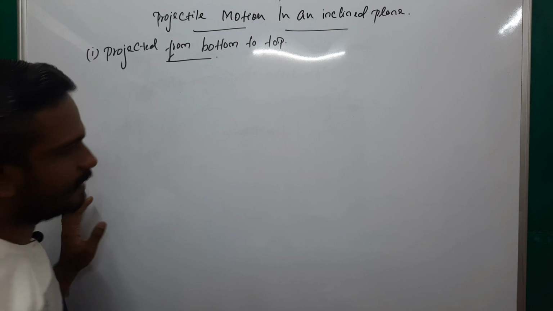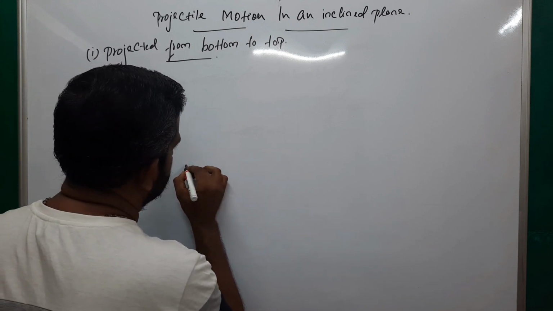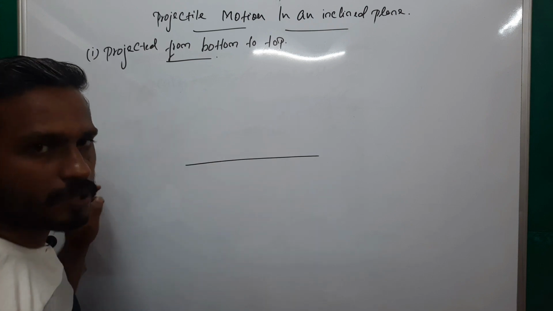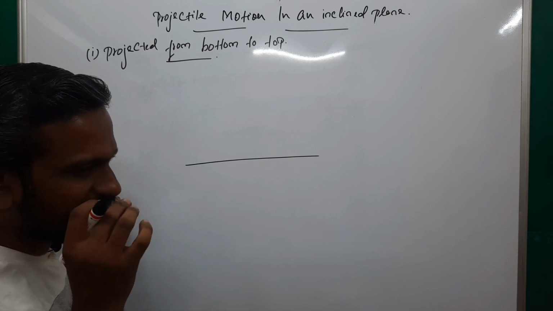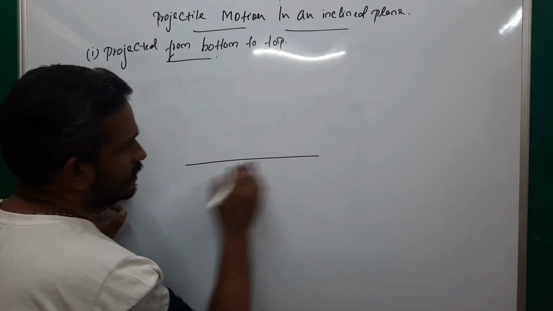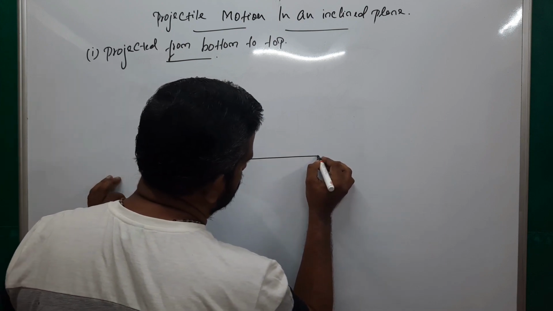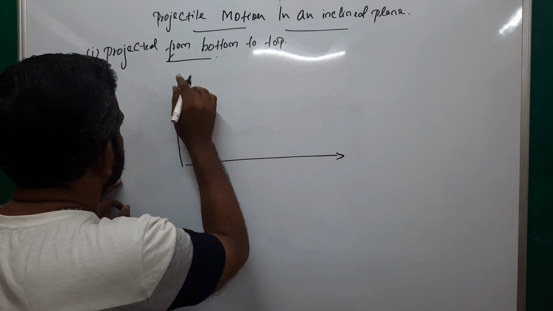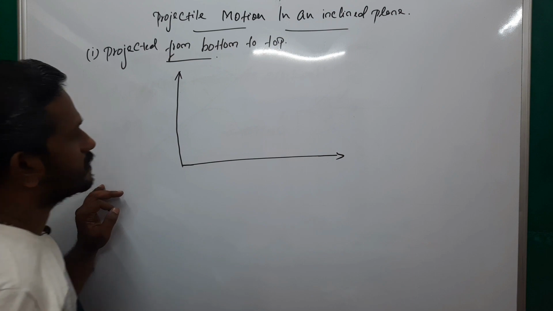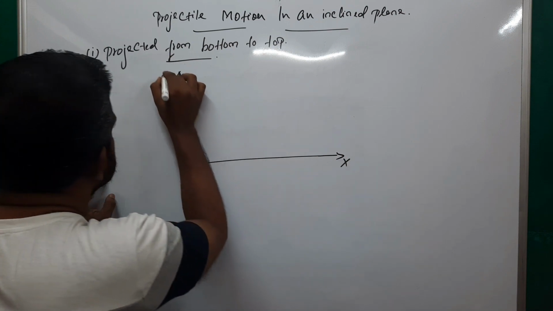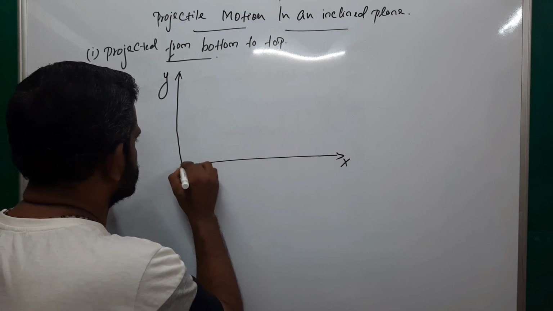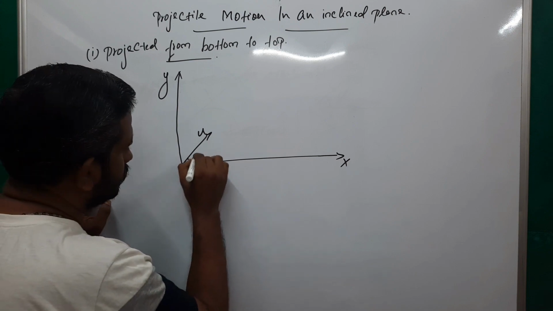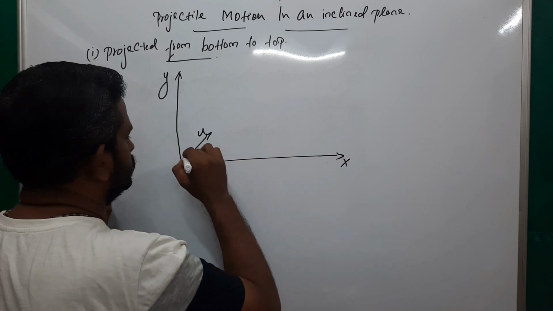So consider this is a horizontal plane. In this we have studied horizontal projection, projectile from a horizontal plane. So consider this is a horizontal plane. What is the x-axis? This is the x-axis and this is the y-axis. So x-axis and y-axis. Right. One projectile is here, which was projected with initial velocity u at an angle theta.